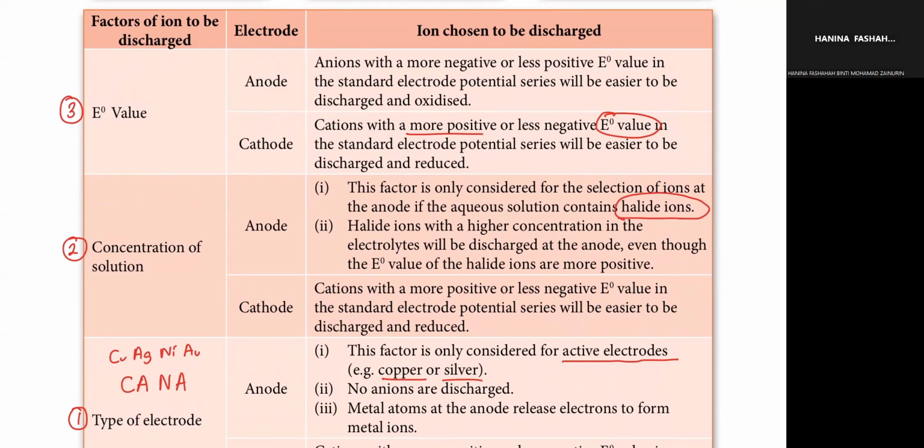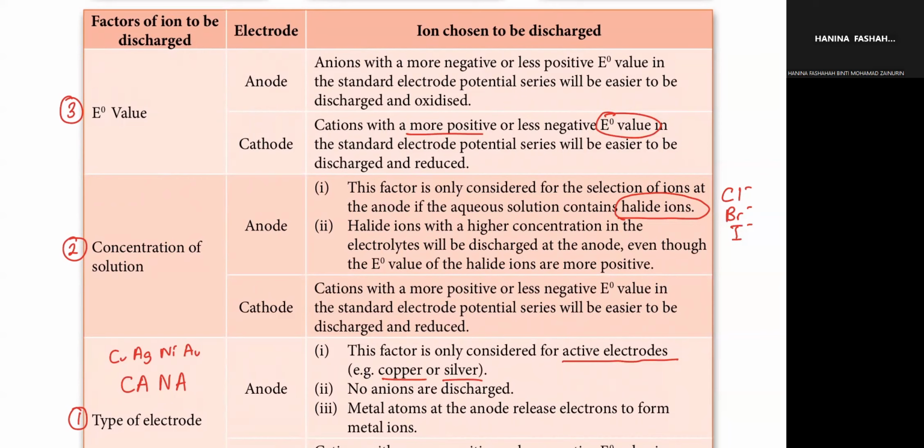Halide ion is the group 17 one. Either you have Cl minus normally, Br minus, or I minus. This is called halide ions. In this case, we have Cl minus. And if you notice Cl minus, what is the concentration given? 1.0 mole dm cube. It shows that they are more concentrated.